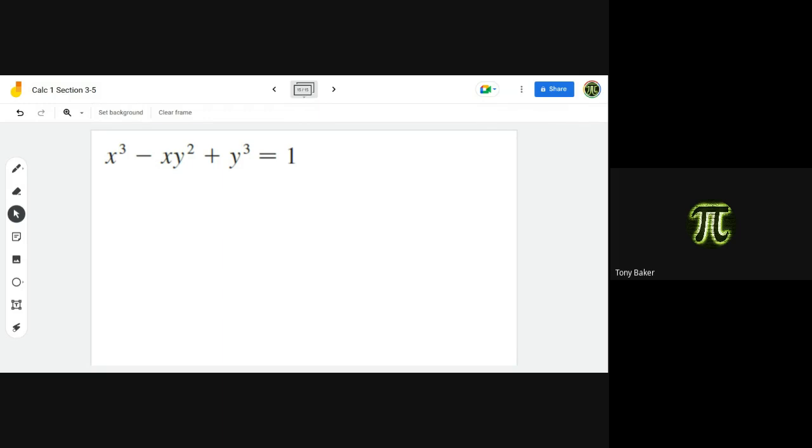So there's that y squared minus 2xy. Negative y squared minus 2xy y prime. Yep. And now I just use that for all the y primes.